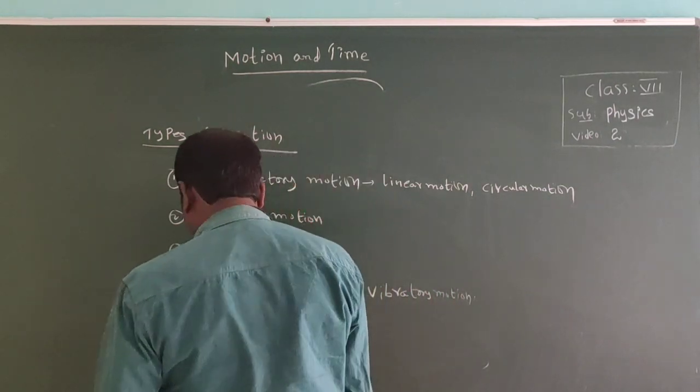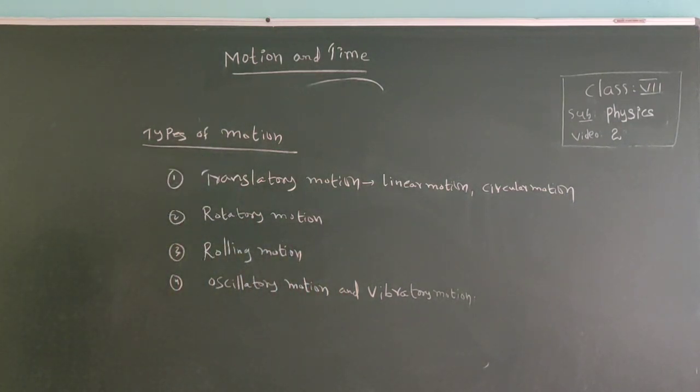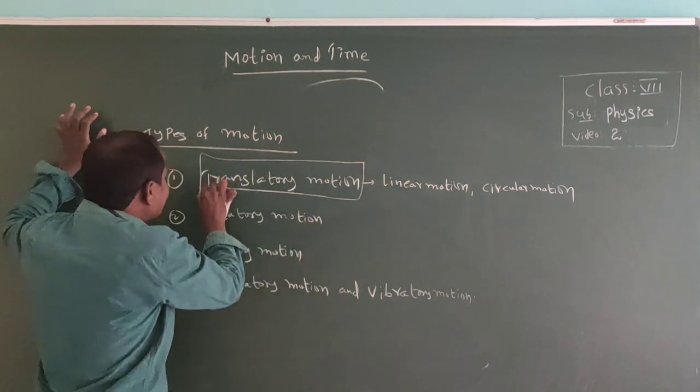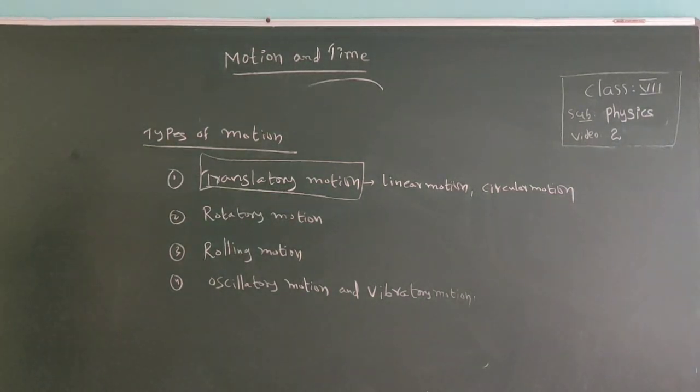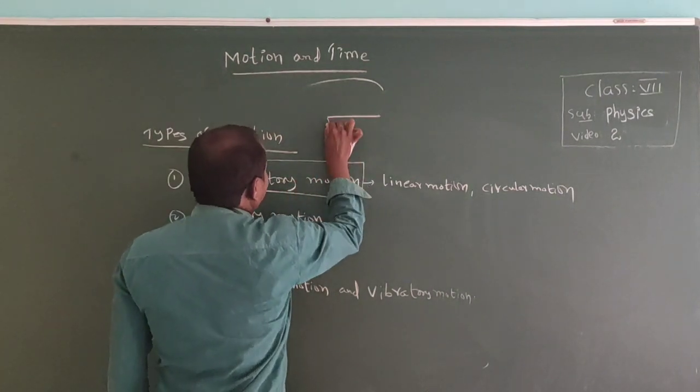So translatory motion means the motion in which every point in a body moves in the same direction. Translatory motion means all the parts of a moving body move in the same direction. Okay, for example, a bus is moving.